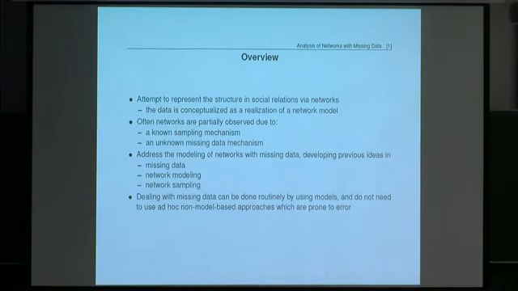So given that we have these partially observed networks, we want to try to develop a framework to handle missing data. And this comes not from reinventing the wheel, but from building on other work in the areas of missing data, network sampling, and network modeling. And what I'll try to convince you of over this talk is that dealing with missing data can be done routinely by using models, and we don't need to use some sort of ad hoc, non-model-based approach, which could be prone to error.